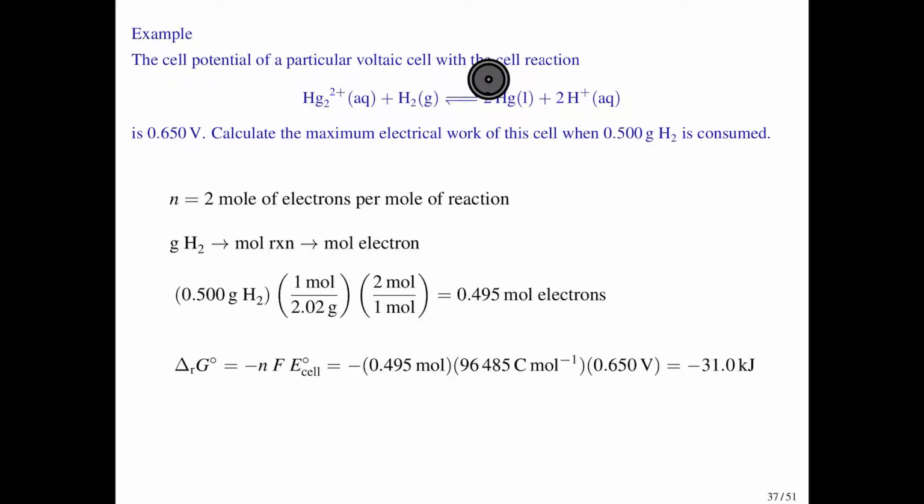mole of reaction. And so you can see that you're going from hydrogen, it's being oxidized to H+, and so that's going to require hydrogen to lose 2 electrons. Likewise, the +2 charge here, you're going to gain 2 electrons to go down to metallic mercury. So there's 2 moles of electrons transferred per mole of reaction.